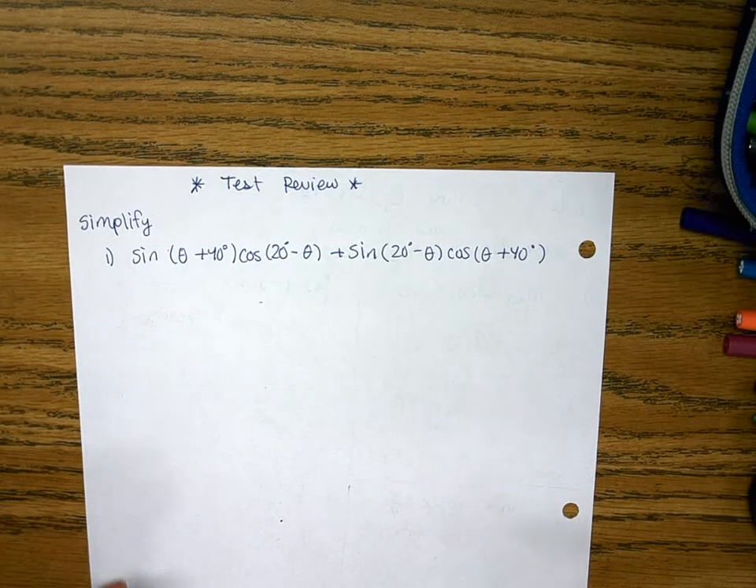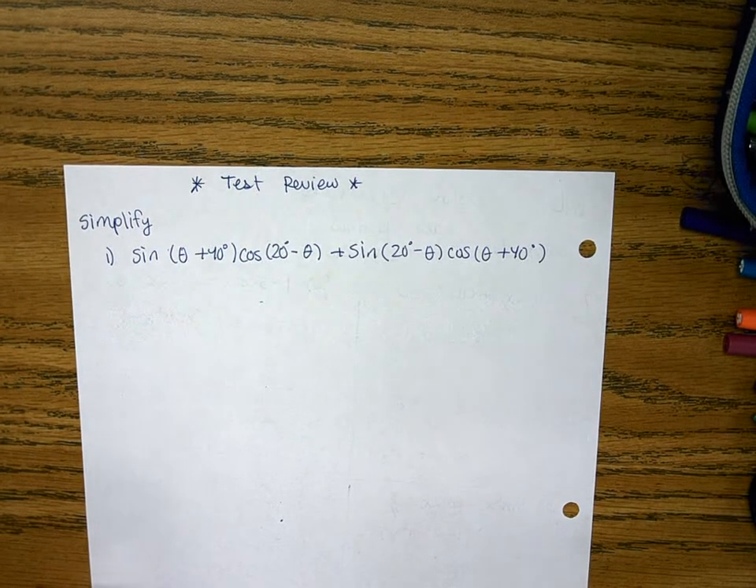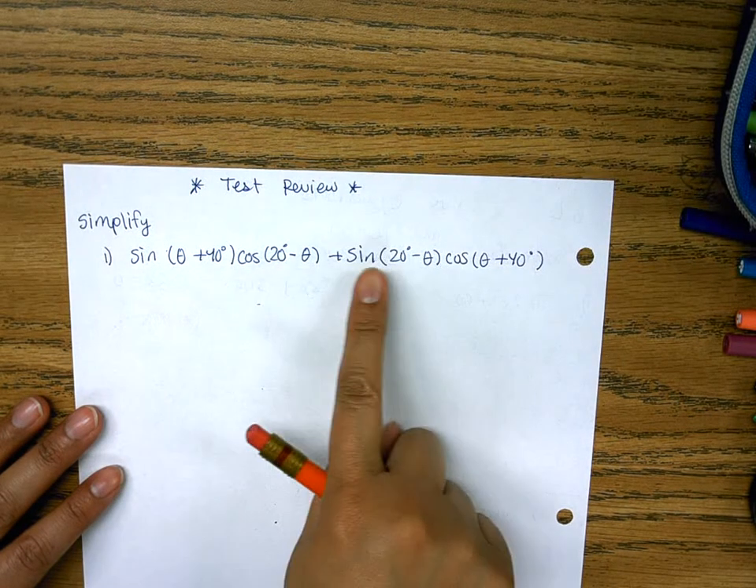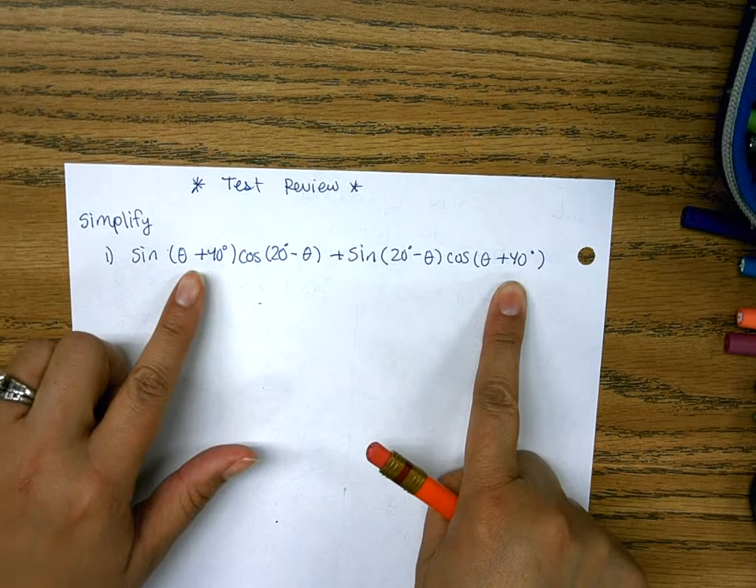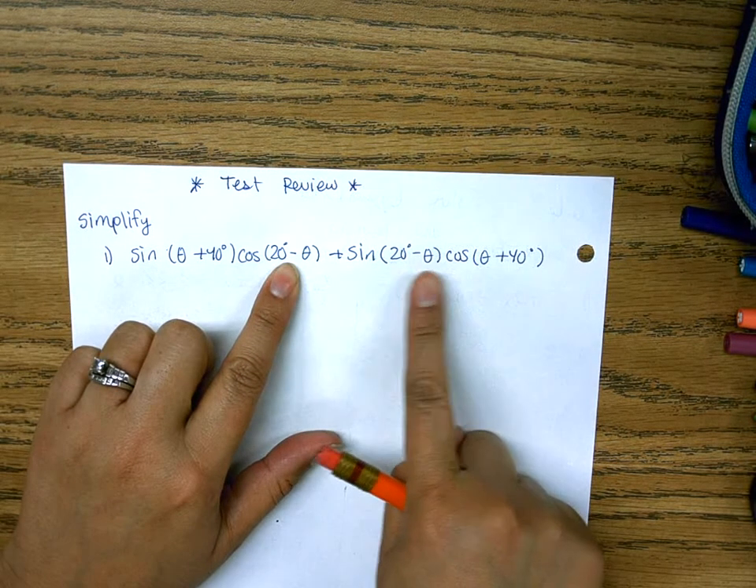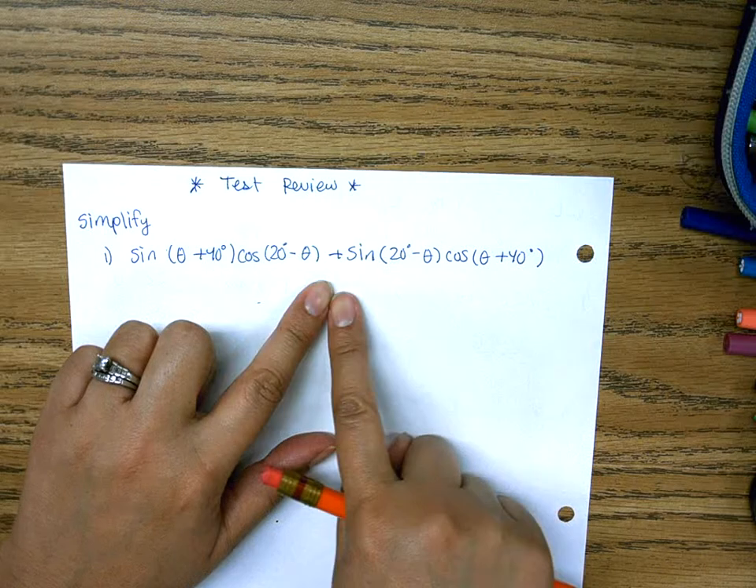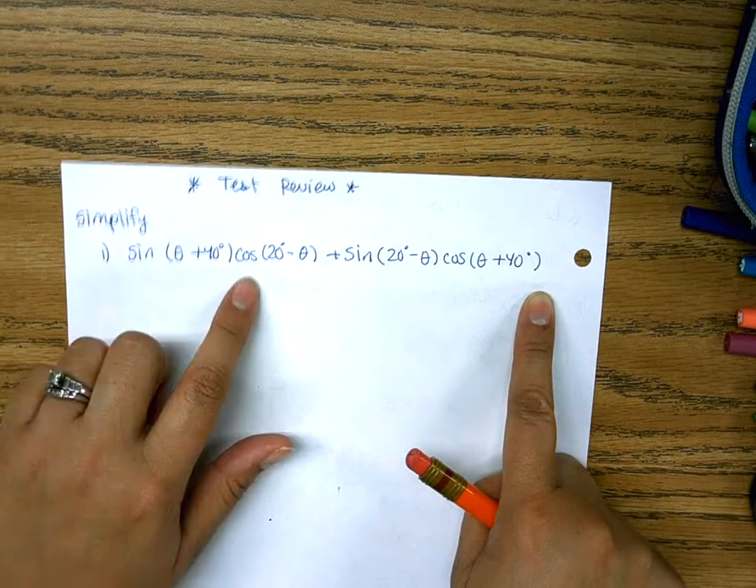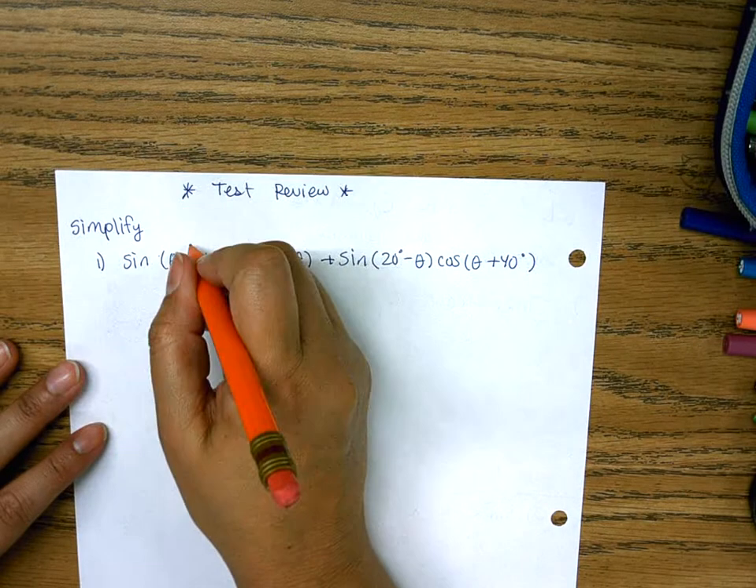Rarely do kids get it right when they do it that way. It's possible, but it takes like line upon line upon line. Do not do that to yourself. Recognize, as tempting as it is to expand each one, that I have a sine with a cosine, theta plus 40, theta plus 40, 20 minus theta, and 20 minus theta. Recognize that it's already been expanded.